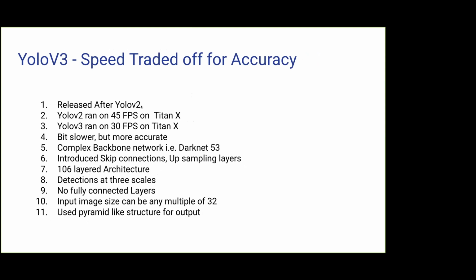So YOLO v3 came after that. It uses some new mechanisms, like using no fully connected layers. It was a completely convolutional network, and they took detections at 3 scales. It contains 106 layers, and they introduced upsampling layers and skip connections. On Titan X, these stats are taken from the YOLO v3 paper, YOLO v2 ran at 45 FPS, but YOLO v3 ran at 30 FPS, but still it was more accurate than YOLO v2. The main thing was they used a pyramid-like structure, which is explained later.